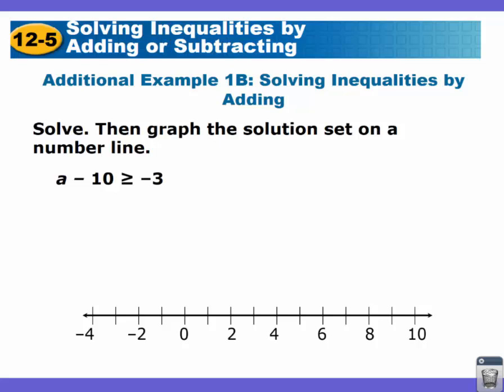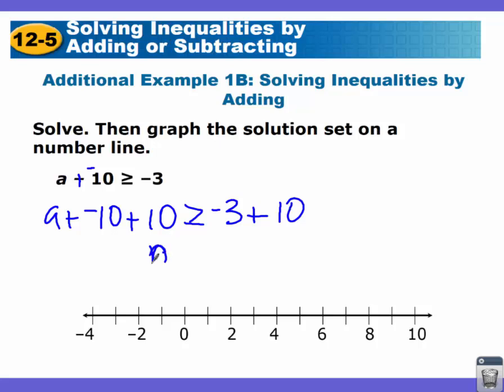Okay, let's see how you did. So we'll take this subtraction sign. We're going to change subtraction to addition, the 10 to a -10, and now I need to get rid of that -10. We do that by, again, adding its opposite. So I had a -10, so I add a +10. It's greater than or equal to -3 plus the 10 that we added to the other side, and we end up with a is greater than or equal to +7, because -3 plus 10 gives us 7.